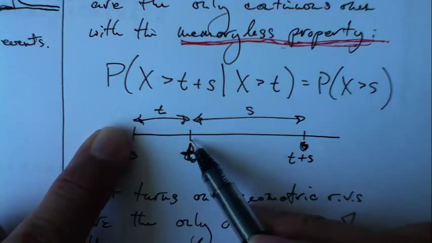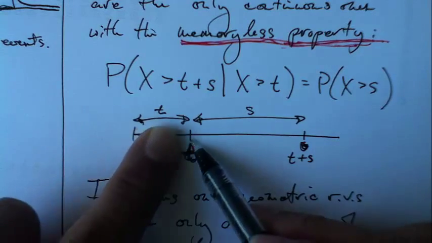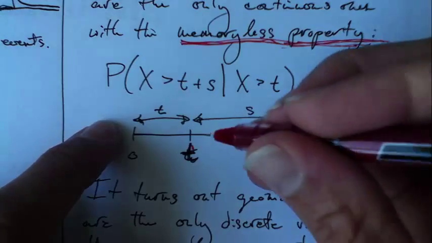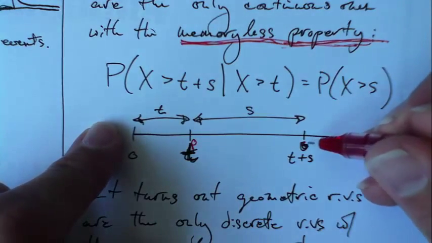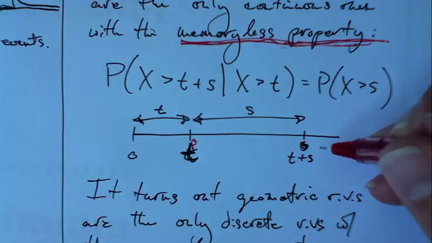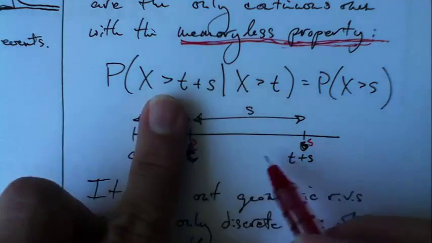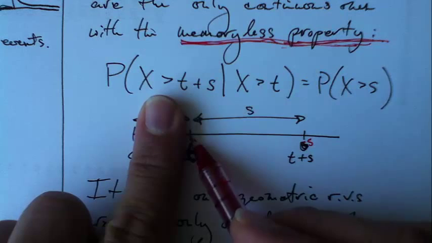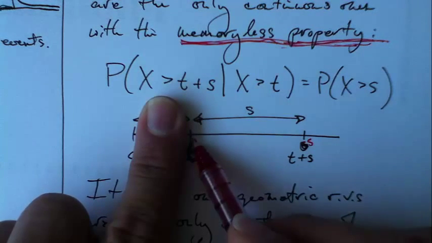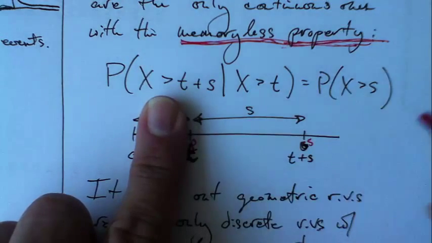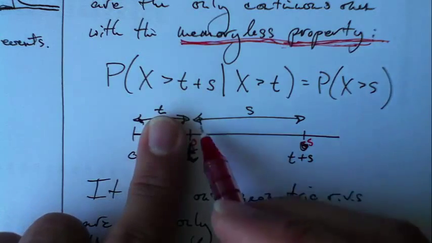Turns out the distribution is the same as it was in the beginning. The remaining time sort of gets a fresh start. You might as well set your watch back to 0, and the chance is the same as it being greater than s, greater than this much.